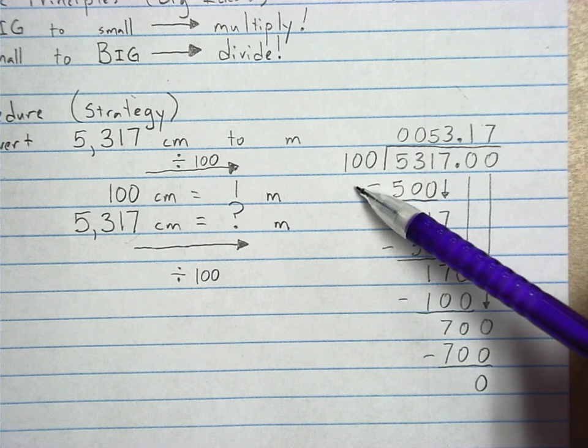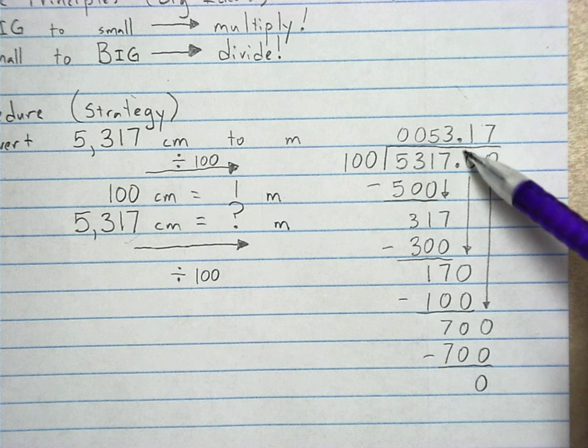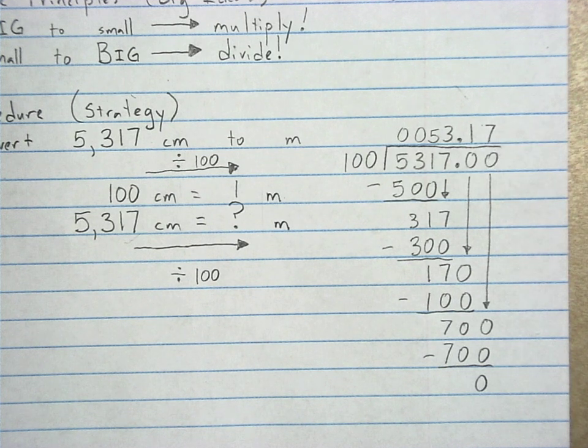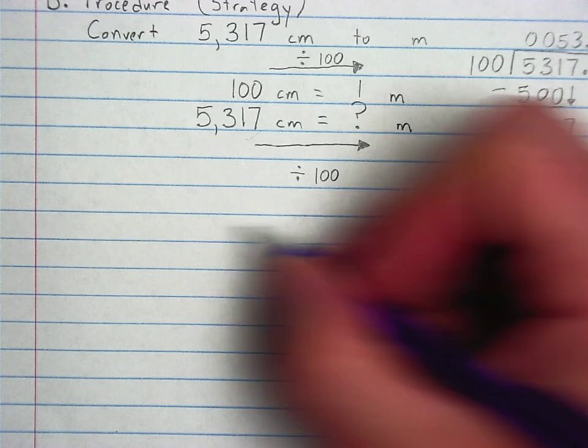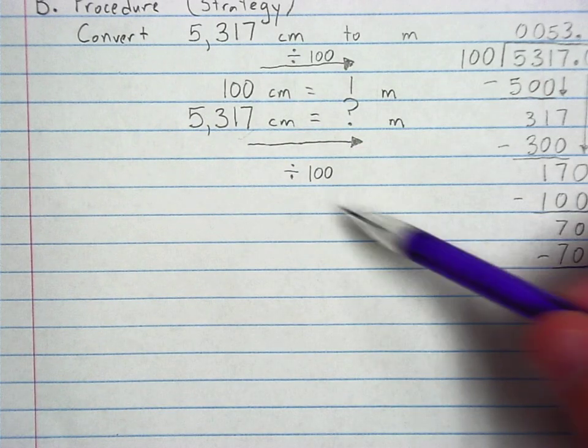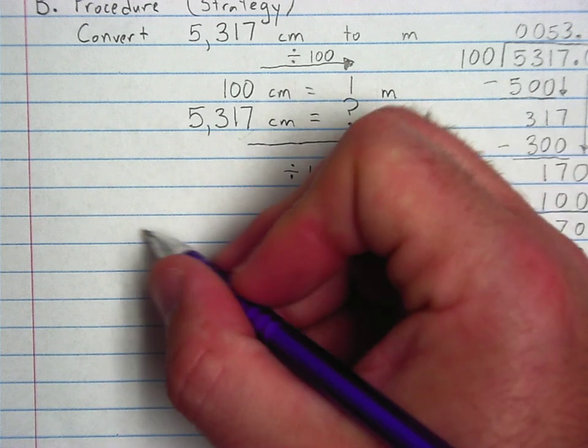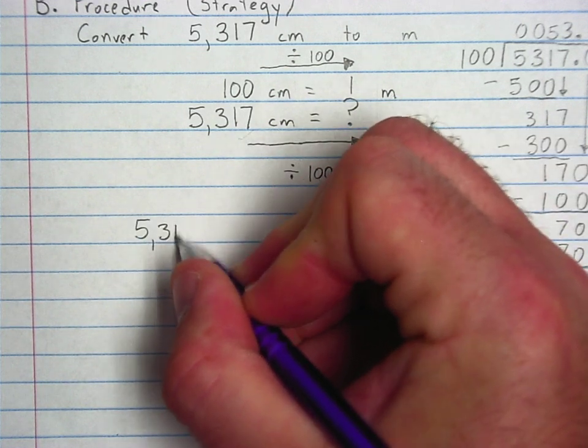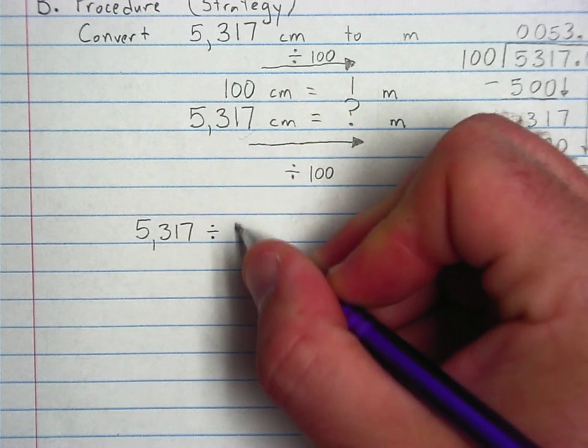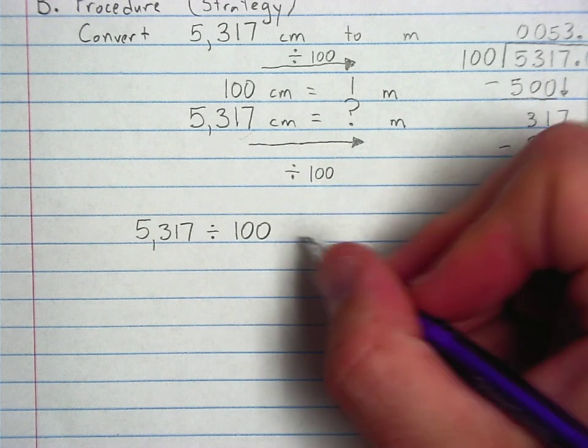5,317 divided by 100 is 53 17/100. Is there an easier way to do this? I'm glad you asked. Down here, I'll skip a couple lines. Okay. 5,317 divided by 100.